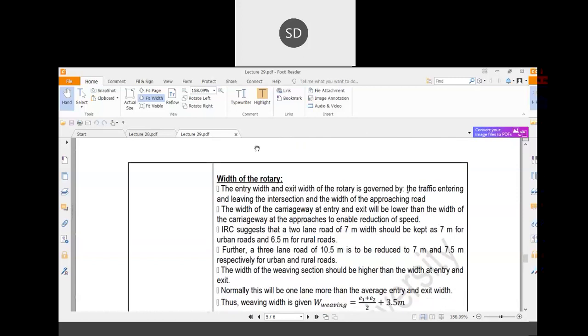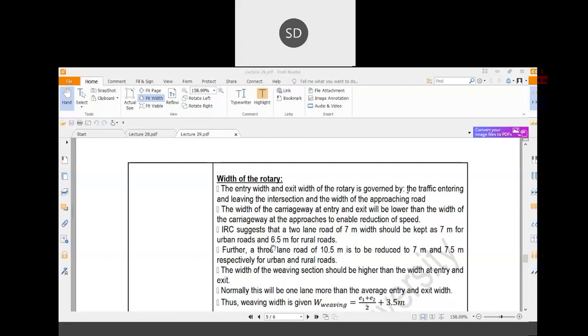Then the width of the rotary intersection. The entry width and exit width of the rotary are governed by the traffic entering and leaving the intersection. So if the traffic entering and leaving the intersection is higher, then the entry and exit width should be high. The width of the carriageway at entry and exit will be lower than the width of the carriageway at the approaches to enable reduction of speed.